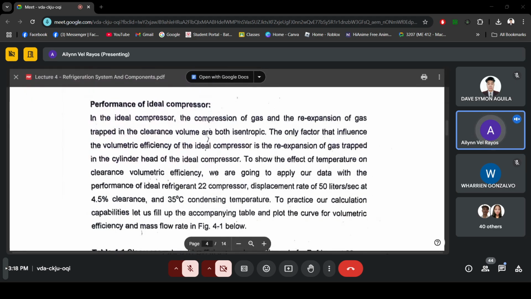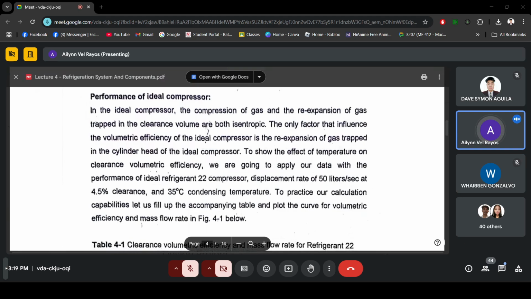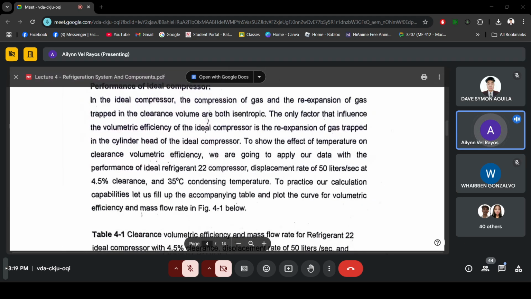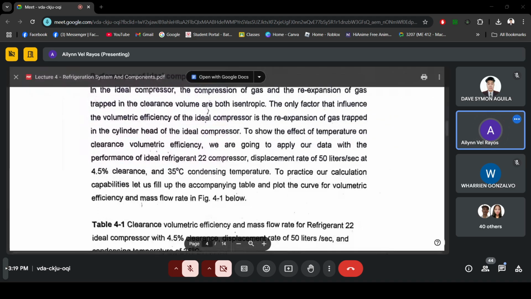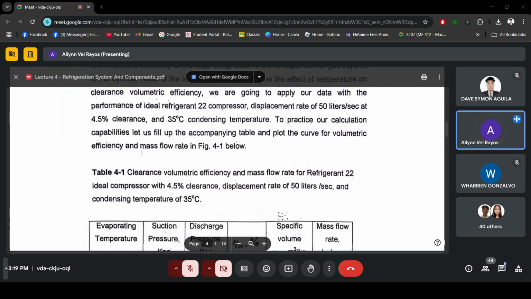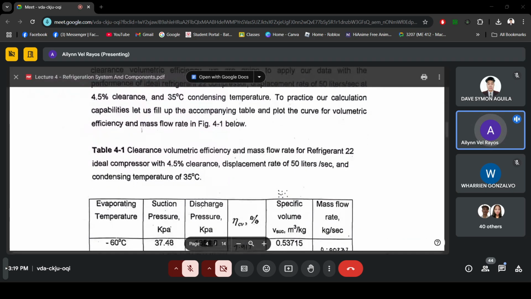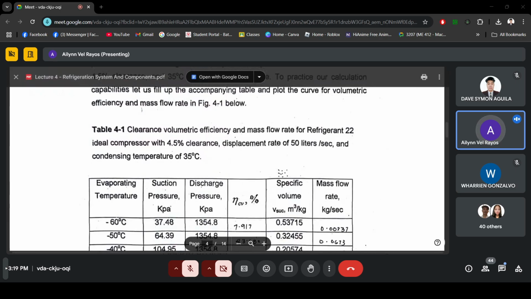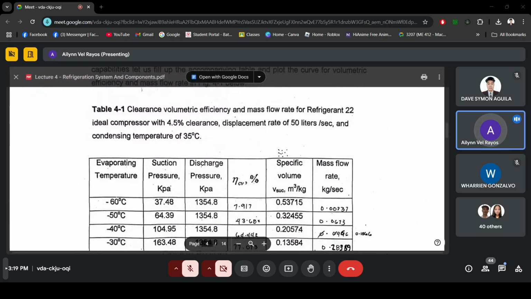To show the effect of temperature on clearance volumetric efficiency, we're going to apply our data with the performance of an ideal refrigerant 22 compressor, displacement rate of 50 liters per second at 4.5% clearance, and 35 degrees Celsius condensing temperature. In order for you to practice the calculations, this one is already filled out, but you can try this at home. Then we will discuss the relationship of the temperature to the volumetric efficiency.